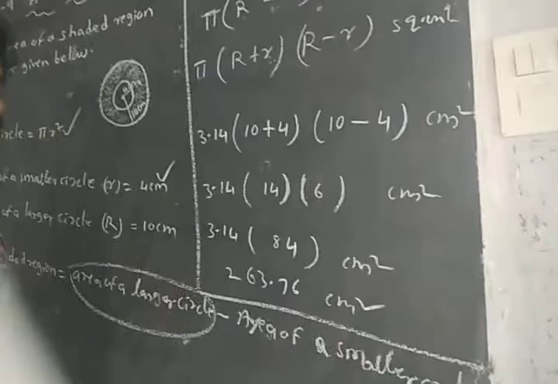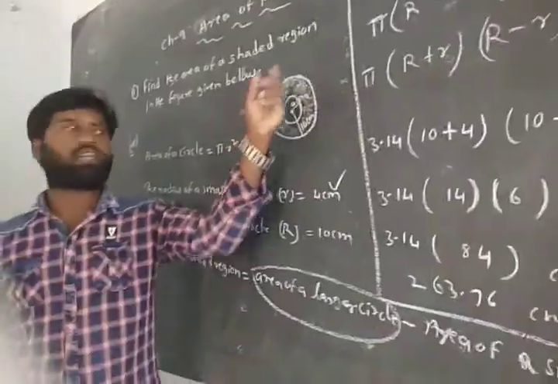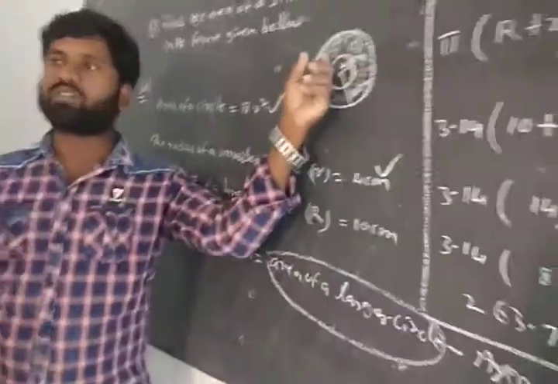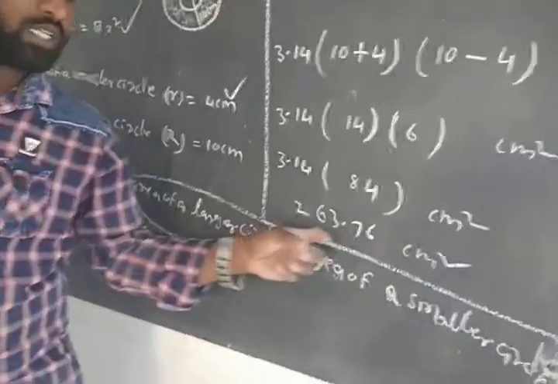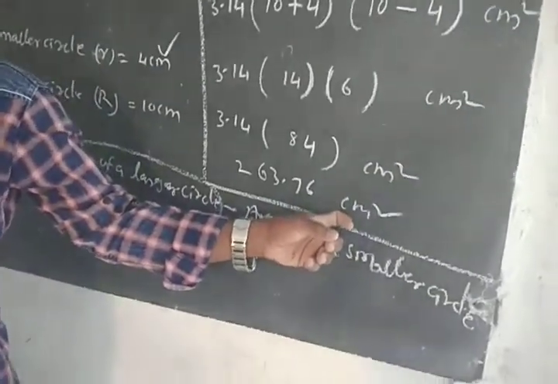Therefore we can say the area of the shaded region is equal to 263.76 square centimeters.